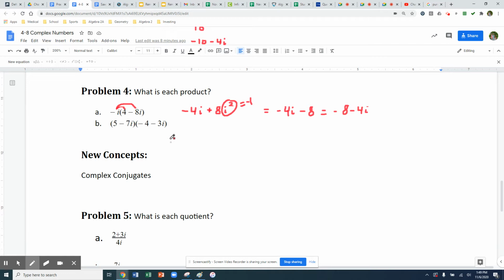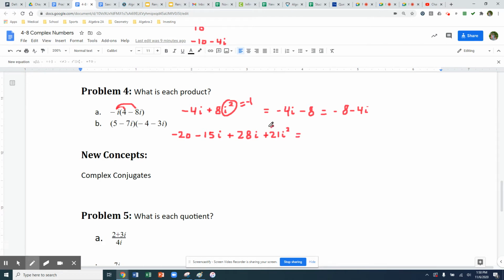Part B is probably looking familiar to us. We have two binomials, which is going to cause us to use FOIL. So we're going to FOIL this out. 5 times -4 is going to be -20. Outsides, 5 times -3i is going to be -15i. Insides, a negative times a negative, which is going to be positive, and then that's going to be 28i. And negative 7 times negative 3 is positive 21, and then the i times the i will give us i squared.